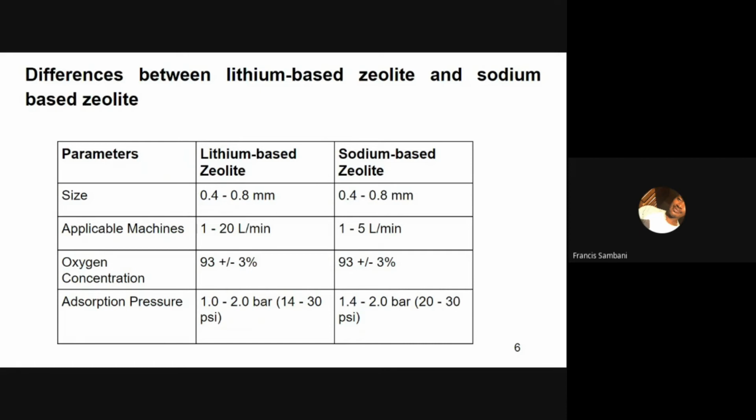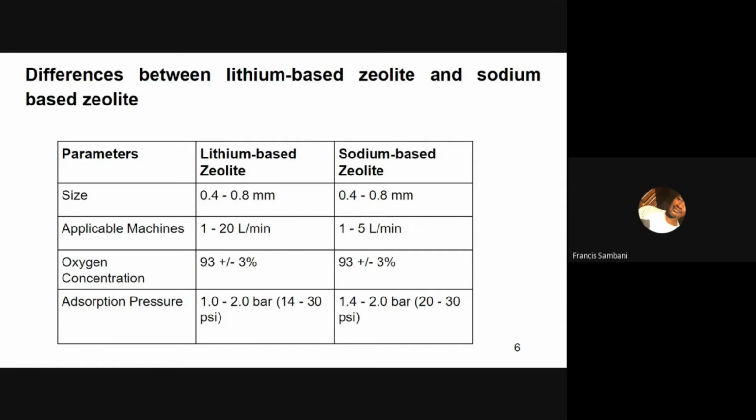So looking at size, they have the same size, that is a diameter of 0.4 to 0.8 millimeters. So both sodium and lithium do have a range of around that size. And where you can use these types of zeolite, it is applicable to use the lithium-based zeolite in 1 to 20 liters per minute oxygen generators. And the sodium-based zeolite, it is applicable to use them in the 1 to 5 liters per minute oxygen generators as well.